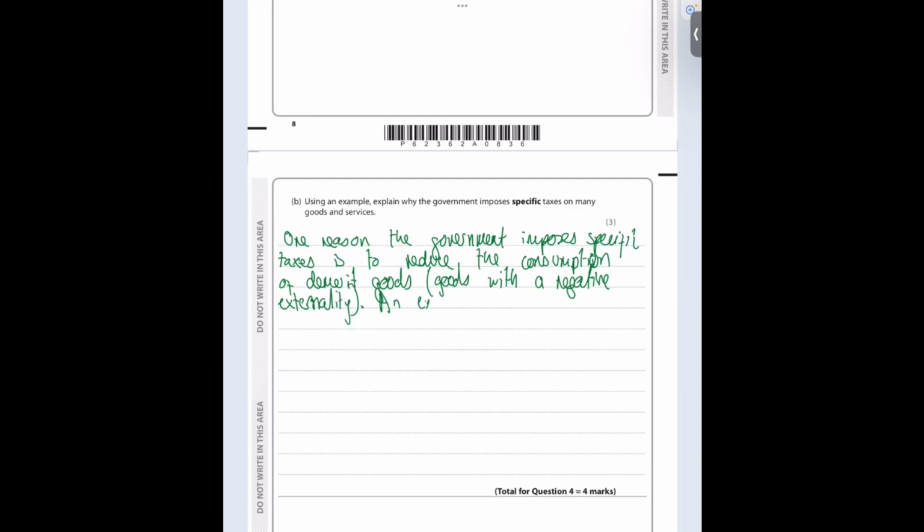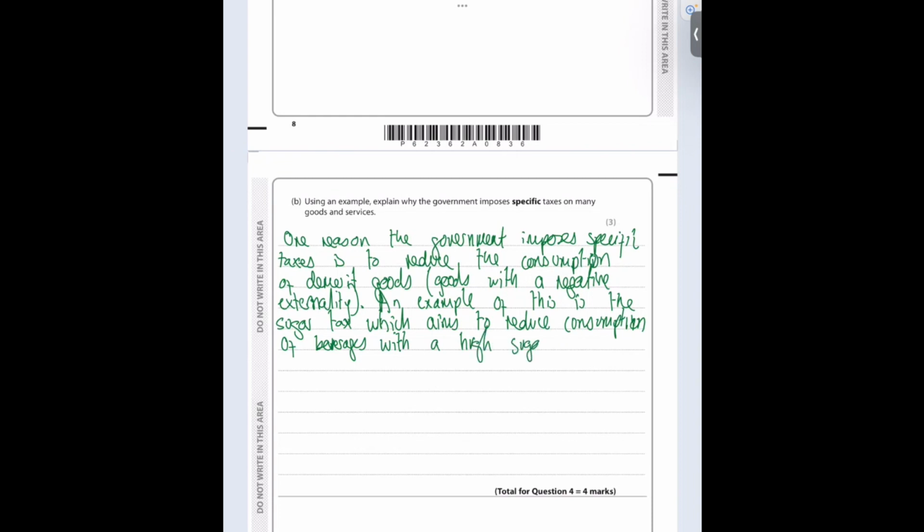An example of this is the sugar tax, which aims to reduce consumption of beverages with a high sugar content.